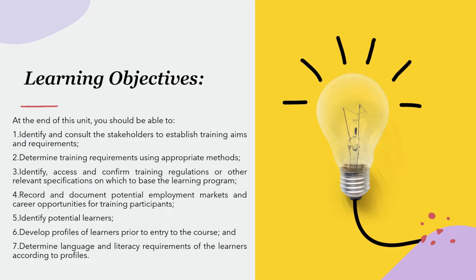Record and document potential employment markets and career opportunities for training participants. Next one is to identify potential learners, develop profiles of learners prior to entry to the course, and determine language and literacy requirements of the learners according to profile. So here are the objectives for the Unit 1.